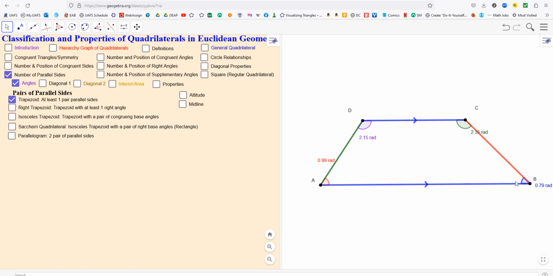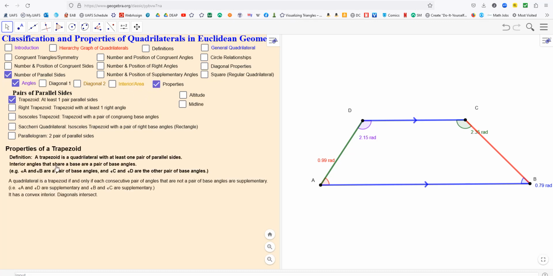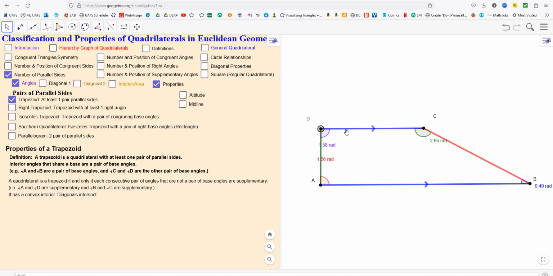So one of the properties that you have, pretty much the only one besides the defining property of parallel sides, is that you have a pair of consecutive non-base angles that are supplementary. So this is saying A and B are a pair of base angles, C and D are another pair of base angles. A quadrilateral is a trapezoid if and only if each consecutive pair of angles that are not a pair of base angles are supplementary. It turns out that the diagonals must intersect and it has a convex interior. That's also a property we have for trapezoids, but that's pretty much it. There's not a lot more.